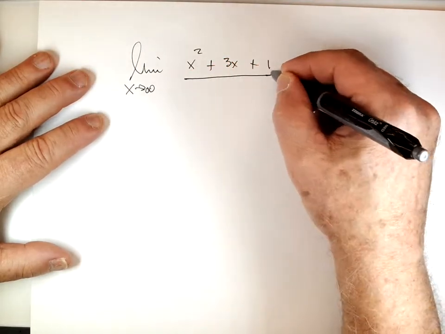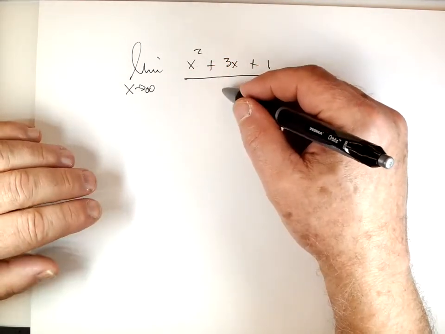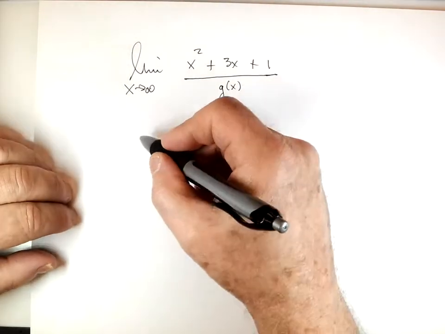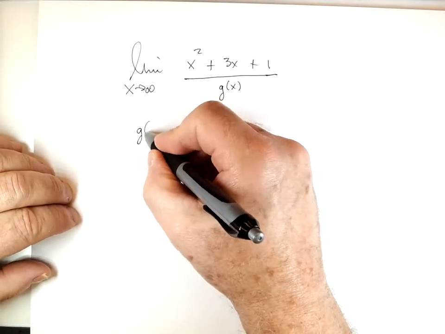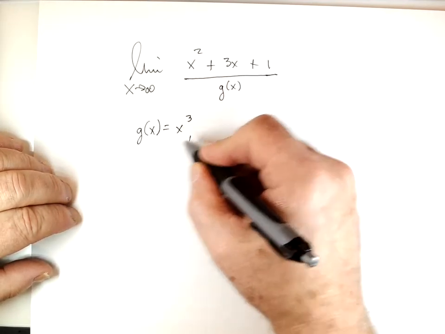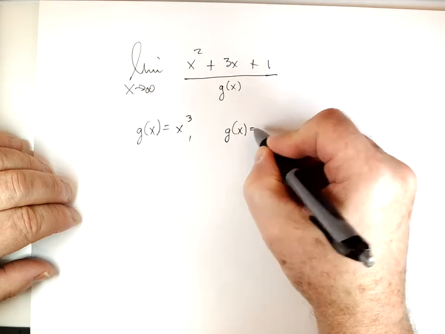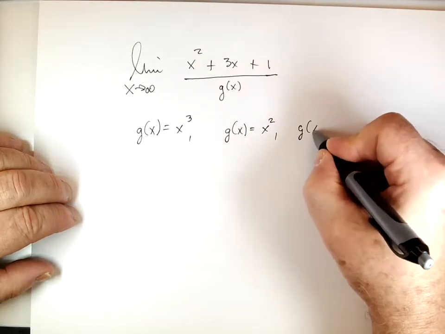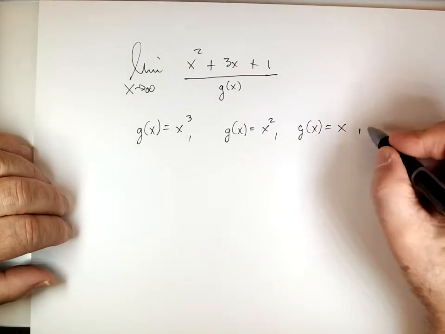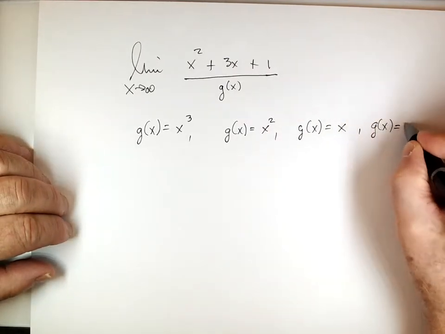They give you a problem, and then they say it's over some g of x. Then they say, find the limit if g of x is equal to x cubed, and find the limit when g of x is x squared, and find the limit of g of x if g of x is x. Okay? And we might as well do one more. What the heck? g of x is equal to, let's say, 10.